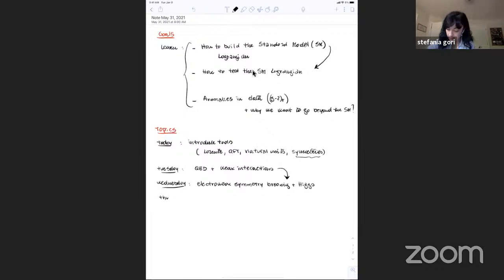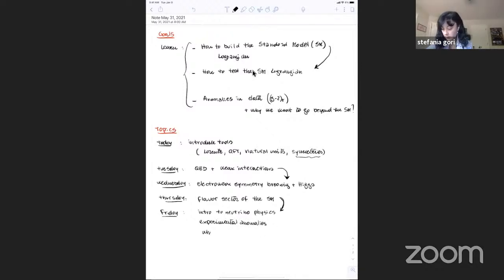On Thursday, our class will be dedicated to flavor physics, the flavor sector of the standard model. And then finally on Friday, we'll do a little bit of introduction to neutrino physics, and we'll link neutrino physics to what we learned about flavor physics the day before. We'll speak about, as I mentioned already, experimental anomalies, and why beyond the standard model physics. Okay, so that's the plan for these lectures.